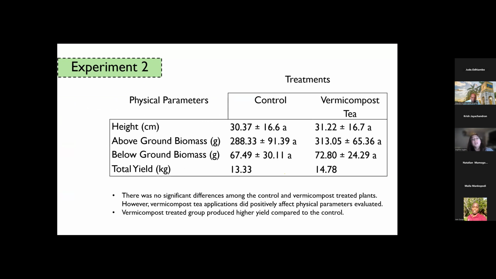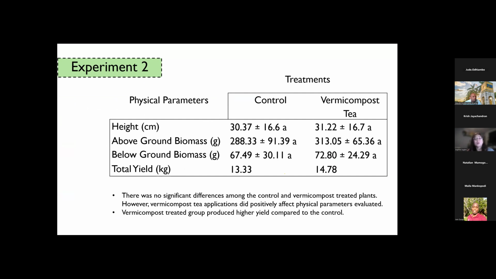So in this slide, I have a table with all the physical parameters we measured throughout the experiment. The data, again, is presented exactly the same, just mean with standard deviations, and the letters next to the values indicate differences in significance. However, there is no significant difference. Vermicompost tea treatments did not significantly affect any of the physical parameters we measured.